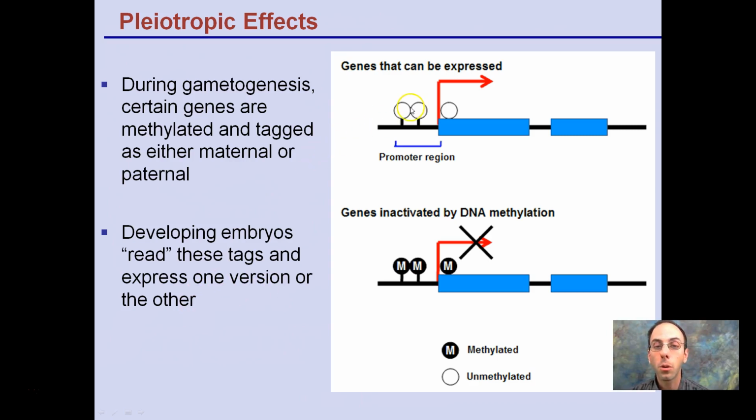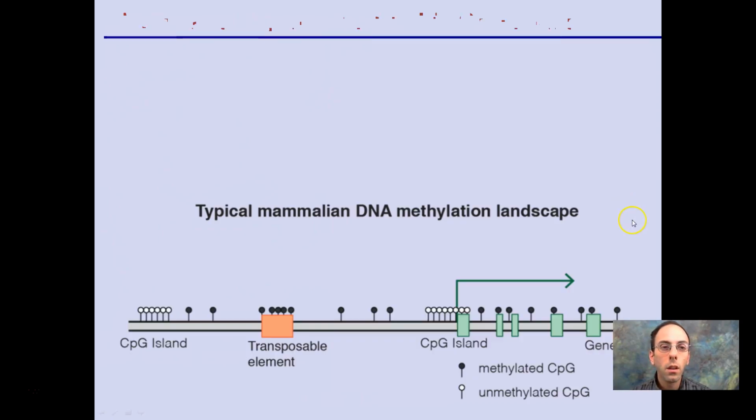So for genes that can be expressed, here's our promoter region, indicating the gene can be expressed. Here are our methyl groups. Methyl groups can cause genes to be inactivated. In this case, there's nothing wrong here. There are no mutations that occurred, but they're inactivated because of the methyl groups attached here, messing up that promoter region and not allowing those genes to be made.